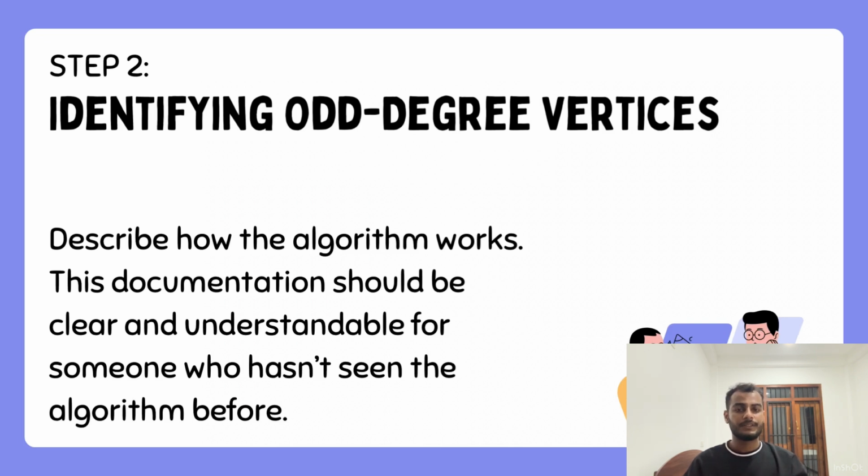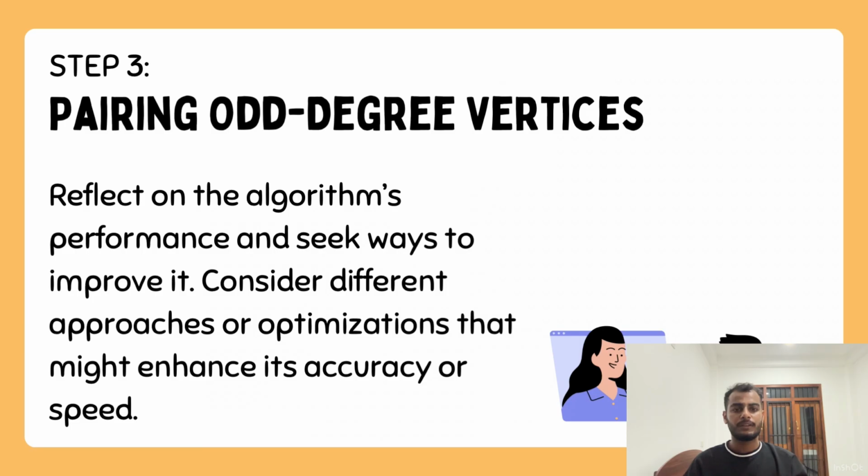Step 3. Pairing odd degree vertices. If there are exactly two odd degree vertices, we simply connect them directly. But if there are more than two, we need to pair them. The idea is to find pairs of odd degree vertices and create paths between them, so every vertex ends with an even degree. This will allow us to convert the graph into one that has an Eulerian circuit.